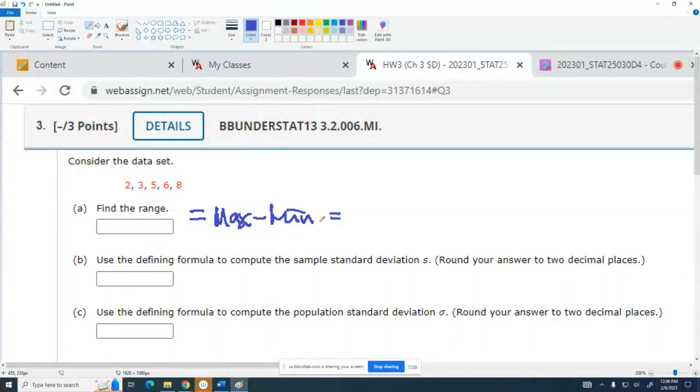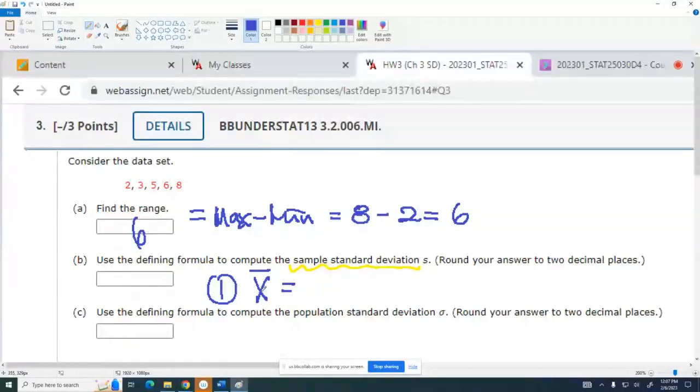Maximum minus minimum. What was the maximum in my homework? 8. Minimum? 2. So it will be 6. Right? And for the sample standard deviation, we have to apply 6 steps. What was in step number 1? Take the average, take the mean. Thank you. So step number 1, take the mean, x bar.